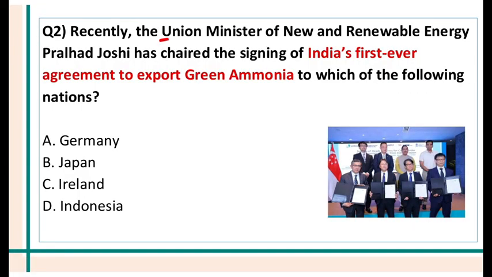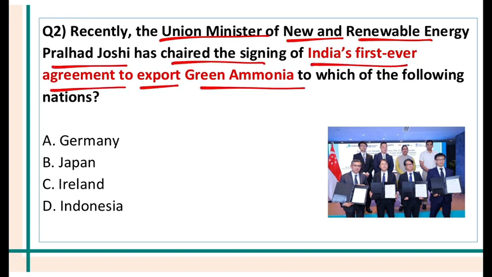Let's move on. The Union Minister of New and Renewable Energy, Prahlad Joshi, has chaired the signing of India's first ever agreement to export green ammonia to which country? Green ammonia is an environment friendly fuel. It can be used as a fuel, and Japan is the answer.